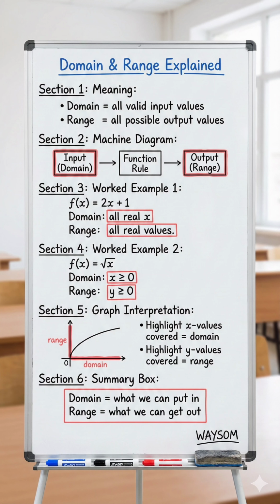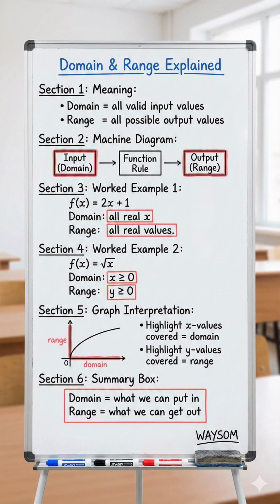Move to the first example on the board. For f of x equals 2x plus 1, there is no restriction on x. You can substitute any real number, and the result will always be a real number. So both domain and range are all real numbers.